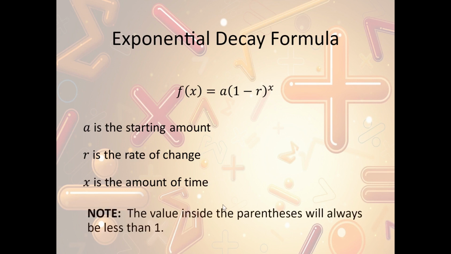And then notice the value inside the parentheses will always be less than 1 because it's 1 minus some value. And we know that r is never going to be negative. So it's 1 minus some value, so that means it's going to be something less than 1.